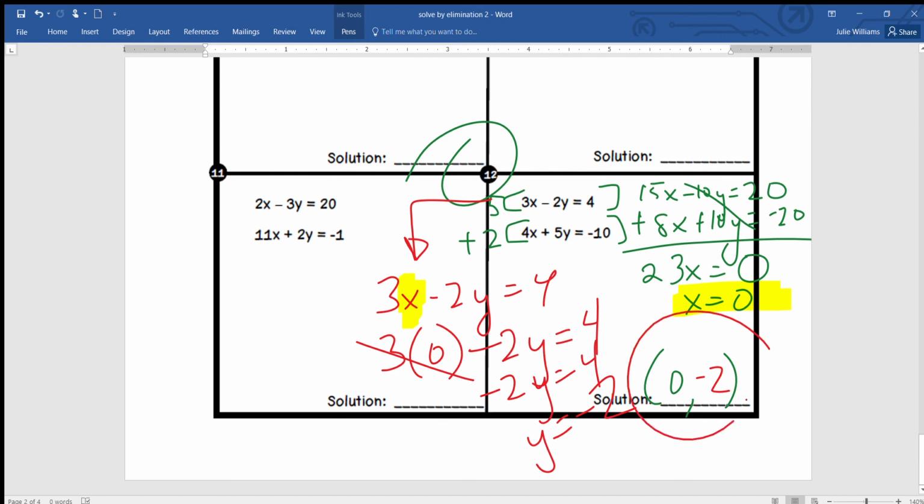Okay, again, you can check it by substituting both the x and the y back into both equations and making a true statement.